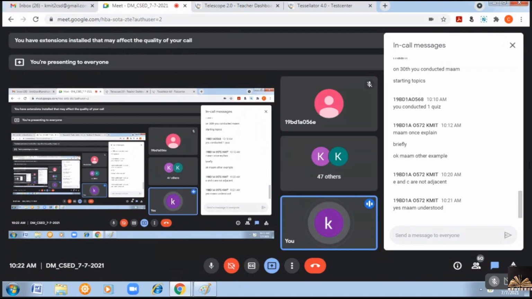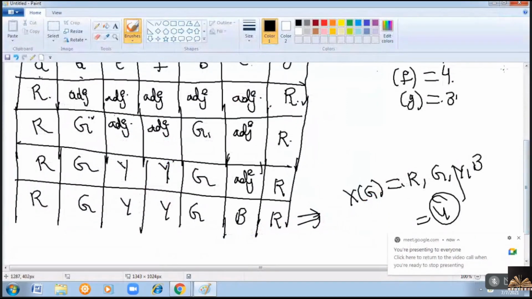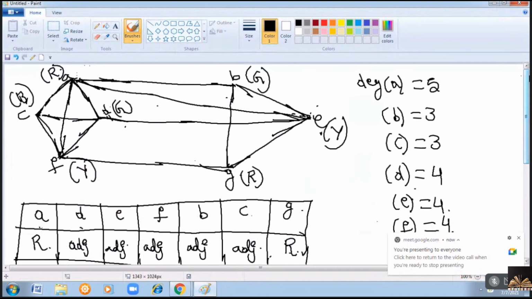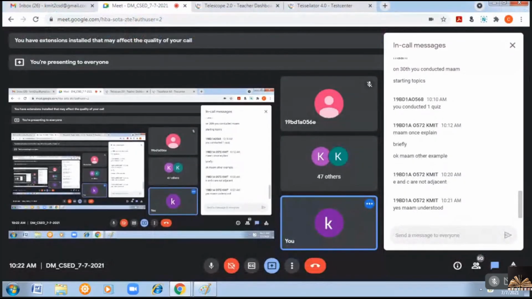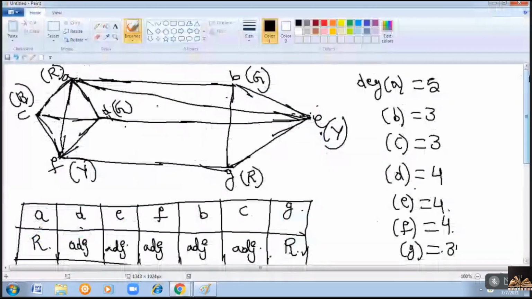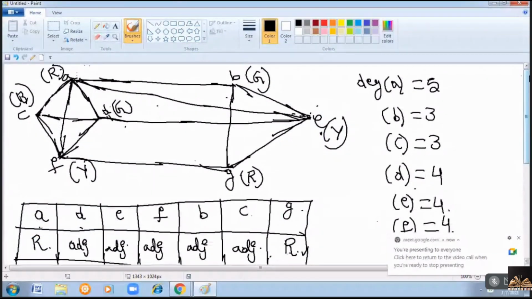E and C are not adjacent. Yes, E and C are not adjacent. Did I make any mistake? I didn't get you. You said E and C are not adjacent. Yes, they are not adjacent. But C is adjacent to F, no? C is adjacent to F. That is the reason I didn't color it with yellow.